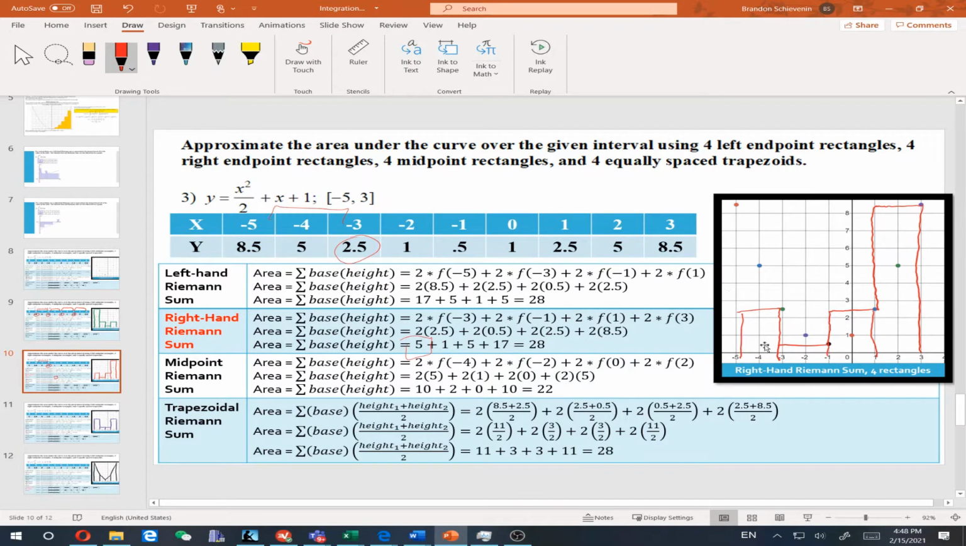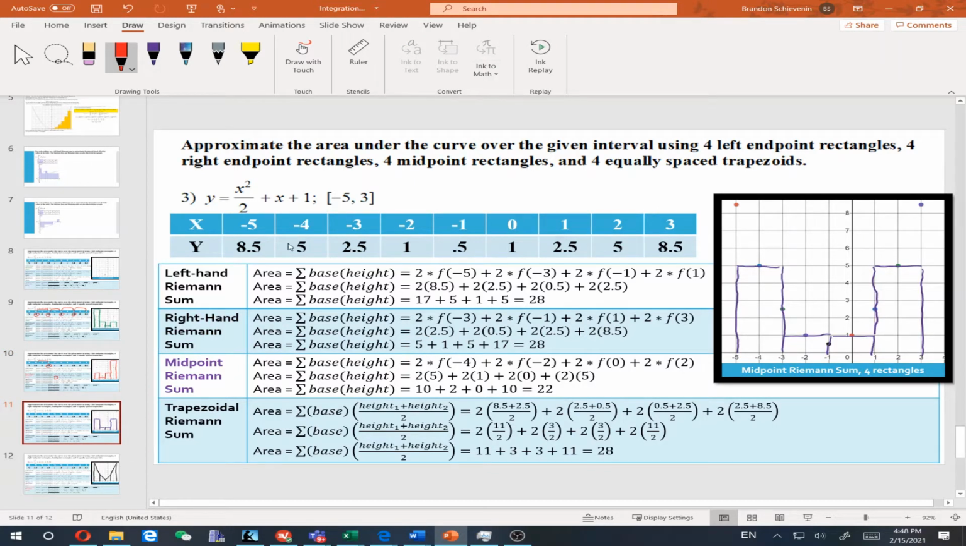Okay, if I want to do this as midpoints, then I would get my height from the middle instead. So the first rectangle is still from -5 to -3, but this time I'm going to get my height from the middle. So my height will be 5. 5 times 2 is 10 for the area of the first rectangle. Any questions on right-hand or midpoint Riemann sums?